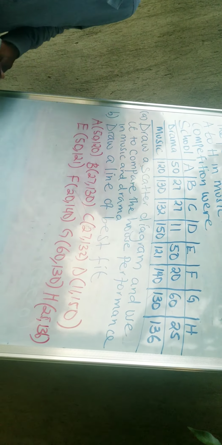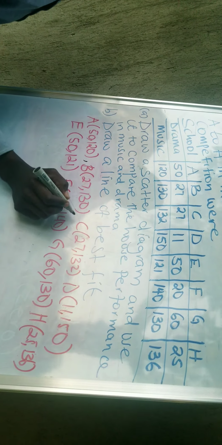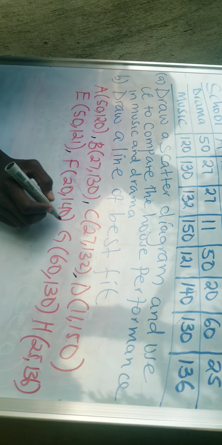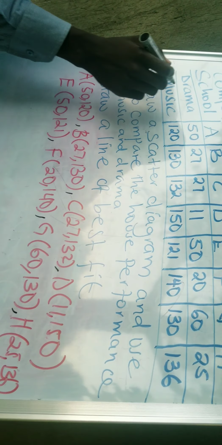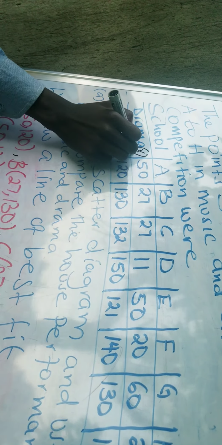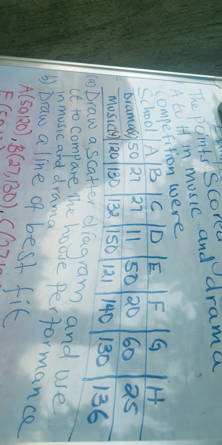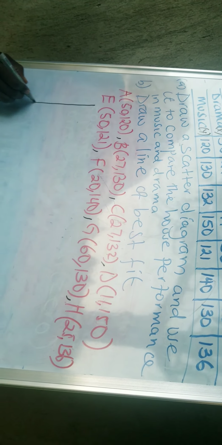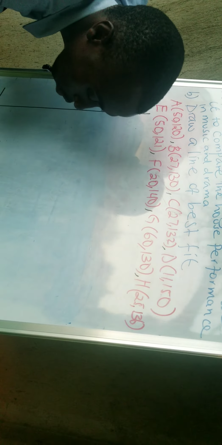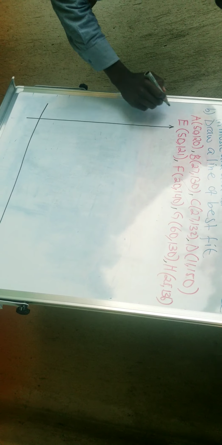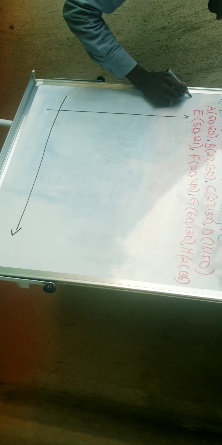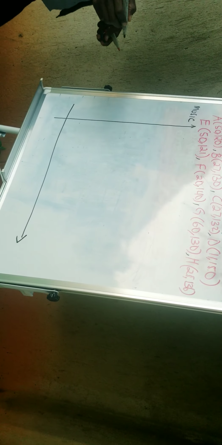So if you are to draw the scatter diagram, first of all consider these as points, just as we used to do in primary school and in O level. I'm taking this to be my X and then this to be my Y. After knowing that these are coordinates, I'm going to come and have my graph. I will have my y-axis, then the x-axis. On the y-axis I'm choosing to put music, and on x I'm choosing to put drama. That is simply what we do to draw the scatter diagram.